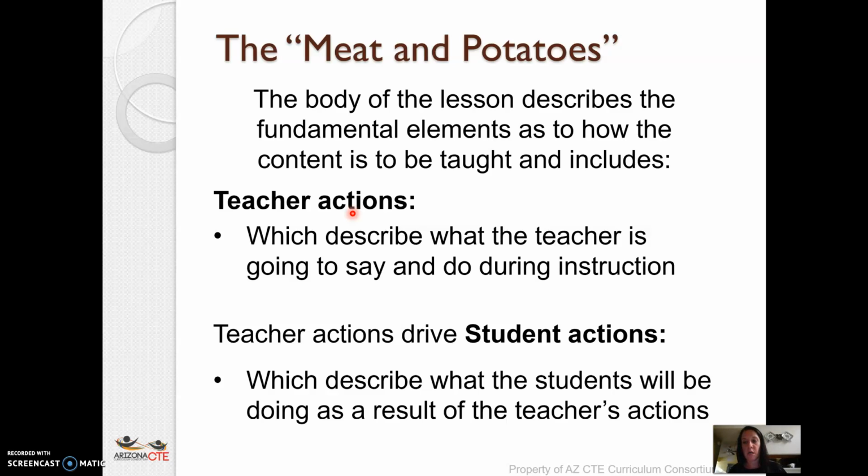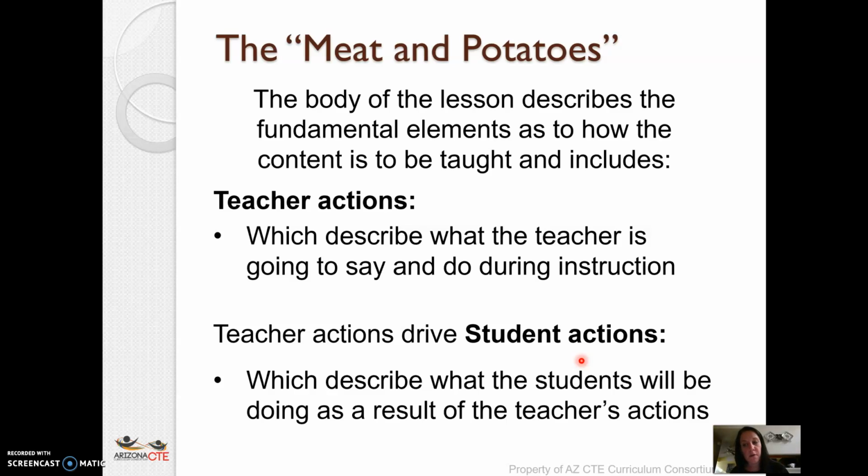Are you going to model right there? Are you going to stop and do, let's say you're doing a math lesson. Are you going to stop right at this point and walk through how to do it? You have to think about those things. And so you have to think about those teacher actions, but also why you're giving the notes or why you're up there modeling. What do the students do?